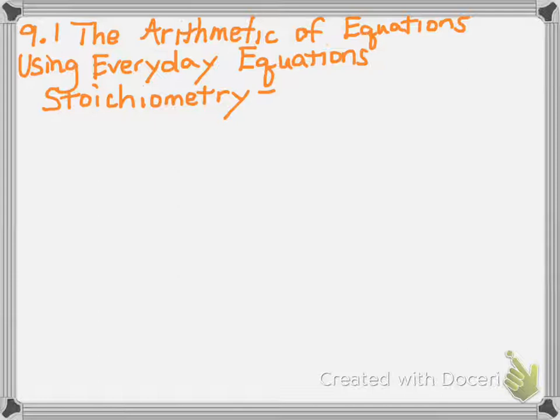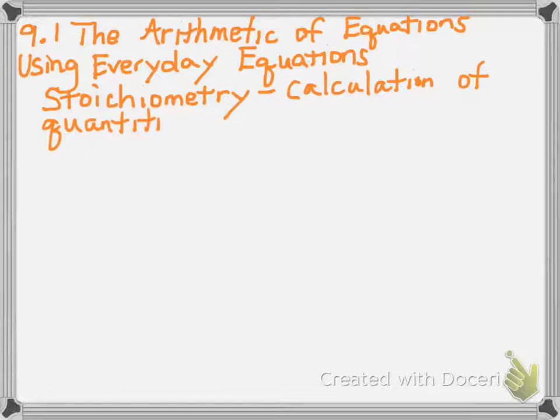So this one, we start by talking about using everyday equations, and we're going to start with the definition of stoichiometry. Stoichiometry is the calculation of quantities, or amounts, in chemical reactions.